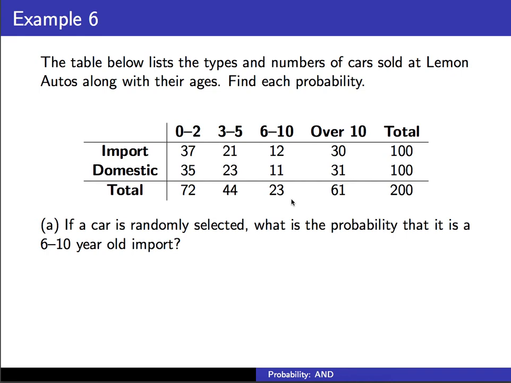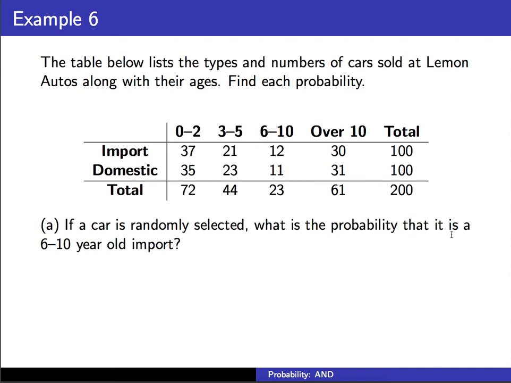So example 6, the table below lists the types of cars. So it's the exact same table, exact same numbers. So hopefully you still have that table from the last video. And if a car is randomly selected, so notice now we're not specifying that the car has to be a certain type, import or domestic, or it has to be a certain age. It just says a car is randomly selected. So we're not specifying a particular type of car.